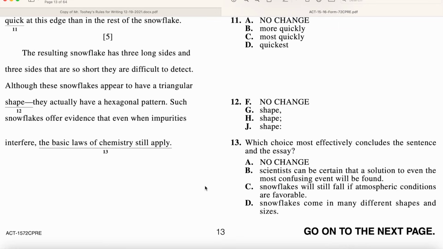So it's got to be A, and it is. Does that make sense? Yes, sir. It makes the most sense in the context of that sentence, which says even when impurities interfere. There's sort of that condition there. And they finish it out by saying the basic laws of chemistry still apply, even when impurities interfere. The others don't even work there in the sentence. So that's the main idea for sure. Questions about that? No, sir.